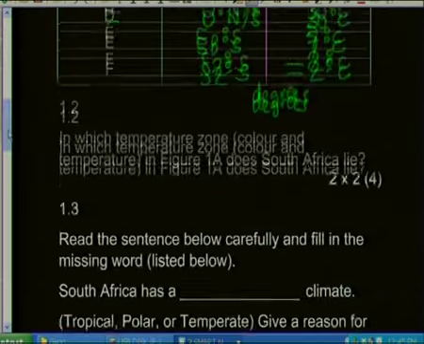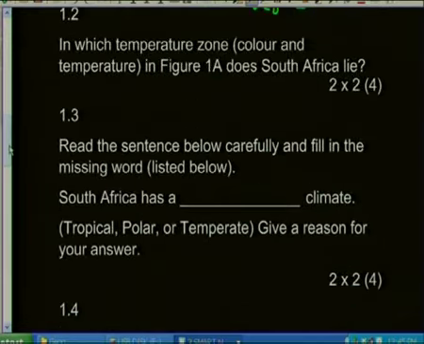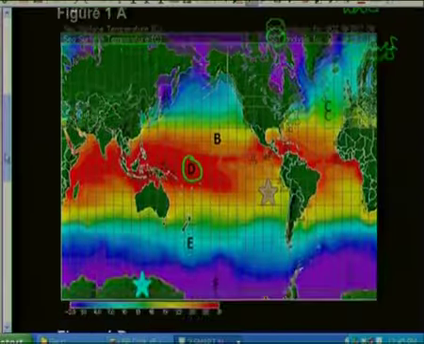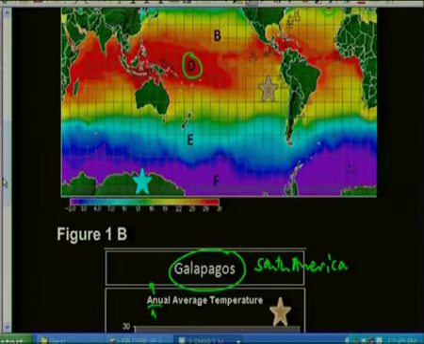Let's move on to question 1.2, in which the temperature range color and temperature is in figure 1A. So we go back to this map. The right map is put in color code, temperature wise, so I'm going to pick the middle. You'll see I'm highlighting it there with a little circle. That is our position in the world.